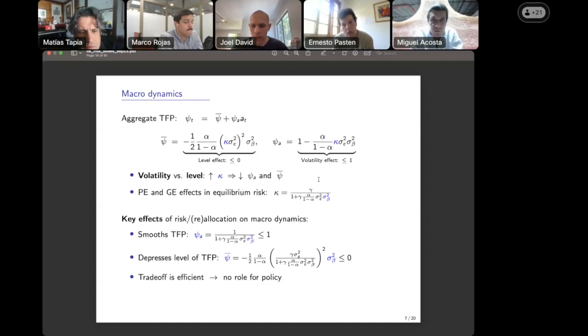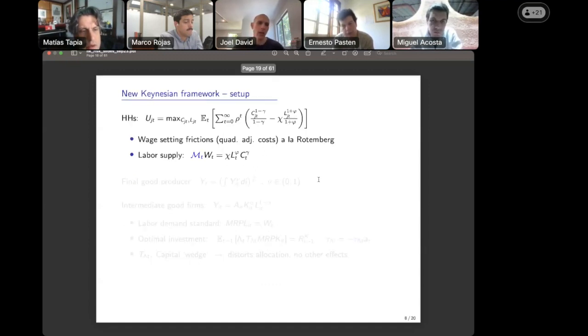Okay, good. So coming back to the question, the trade-off here is efficient. There's no role for policy. So what I'm going to do next is give a role for policy and give a tool for policy by embedding this kind of setup into a New Keynesian model with financial frictions. A role for policy is going to come from financial frictions, and a tool for policy is going to be monetary policy. Here we're going to have a continuum of households.